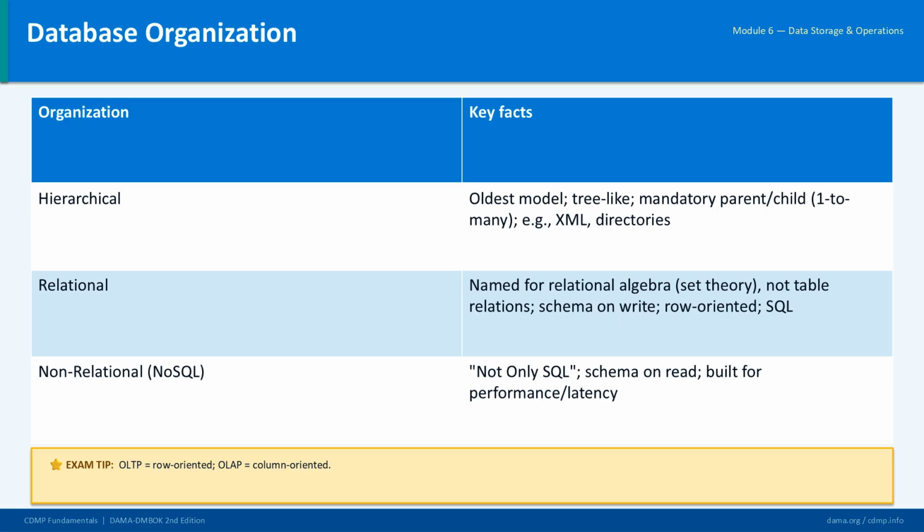And non-relational, or NoSQL, which stands for not only SQL, uses schema on read and aims for improved performance, especially latency and throughput. Two relational variants to know: the multidimensional variant used in data warehousing, queried with MDX, and the temporal variant, where valid time plus transaction time gives you bitemporal support. And a key pairing: OLTP is row-oriented, OLAP is column-oriented.